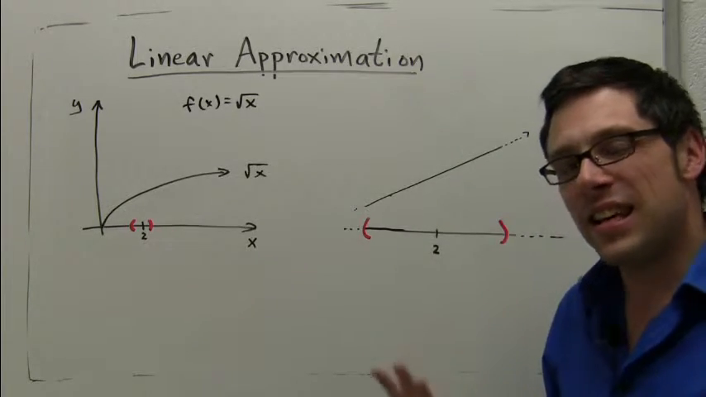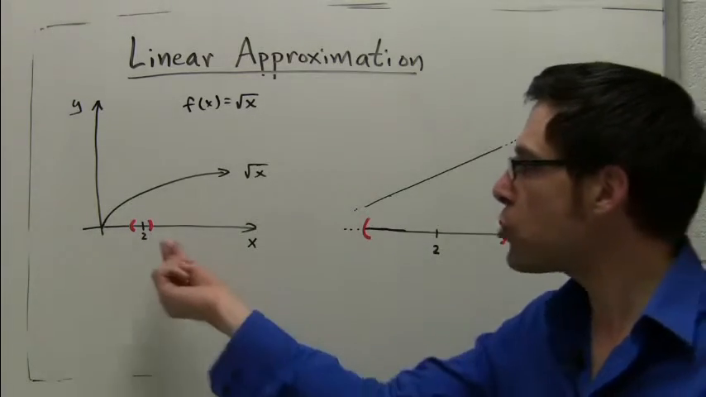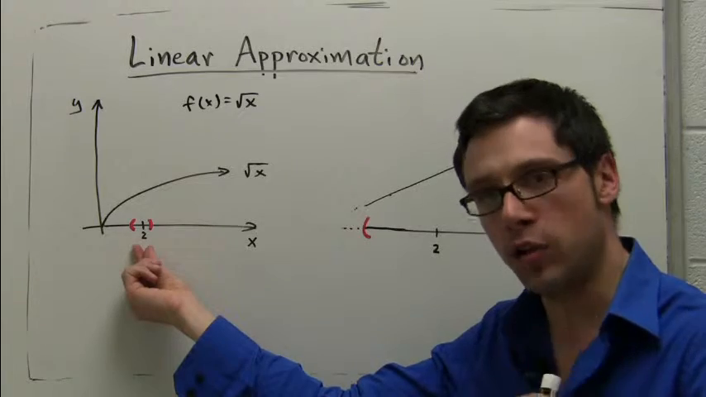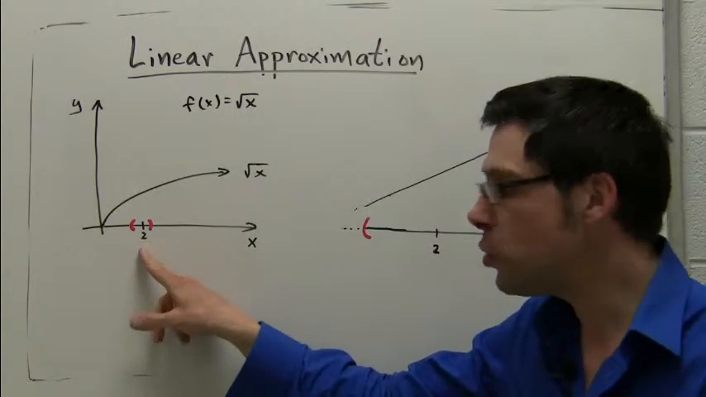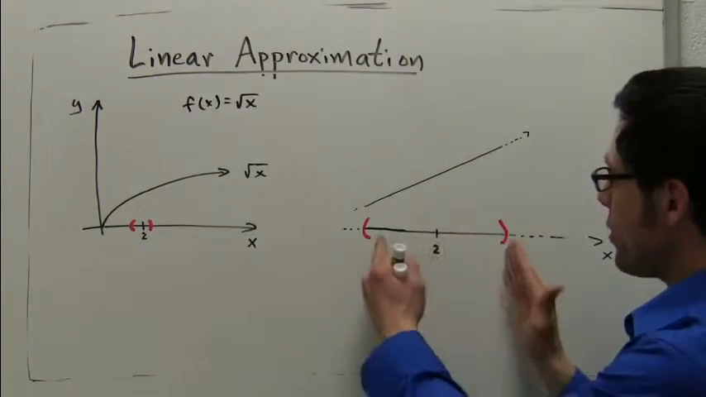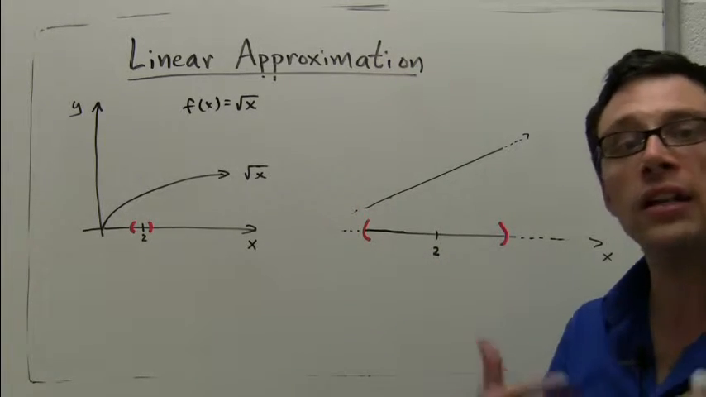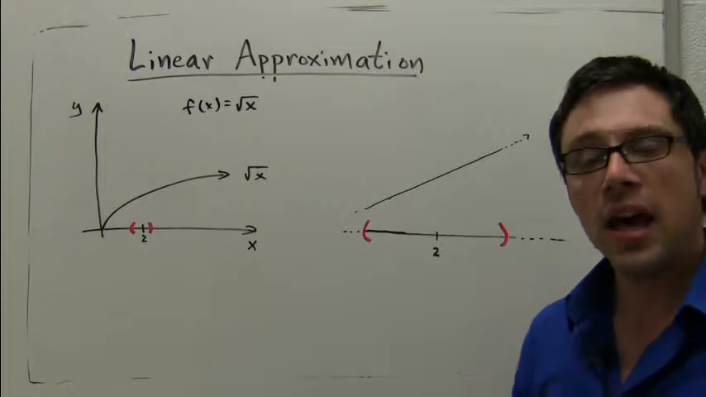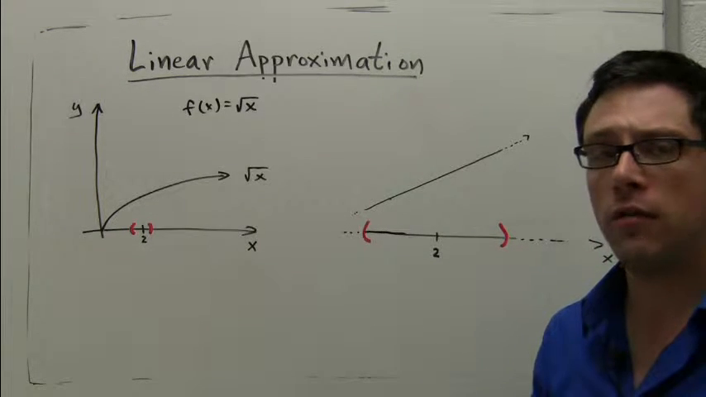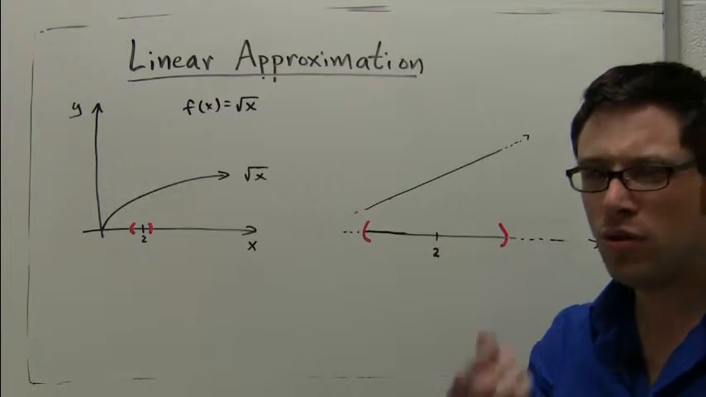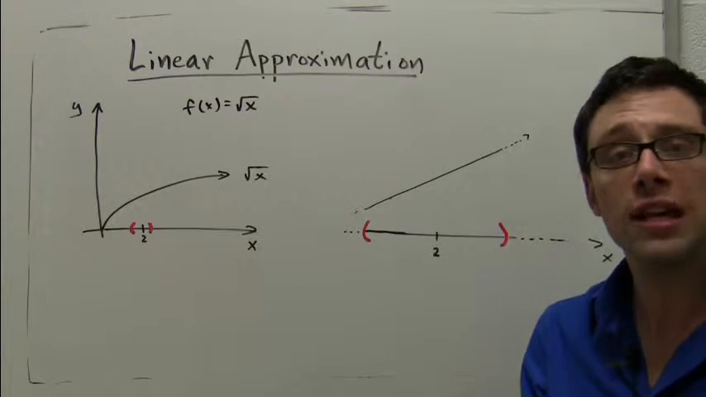The idea is that as long as we are close by some particular value, some input, let's say 2, as long as we're within some kind of small interval around 2, the function behaves like a linear function. Okay? And this will work for any nonlinear function. You take any function, and if you zoom in close enough, it looks like it's linear.